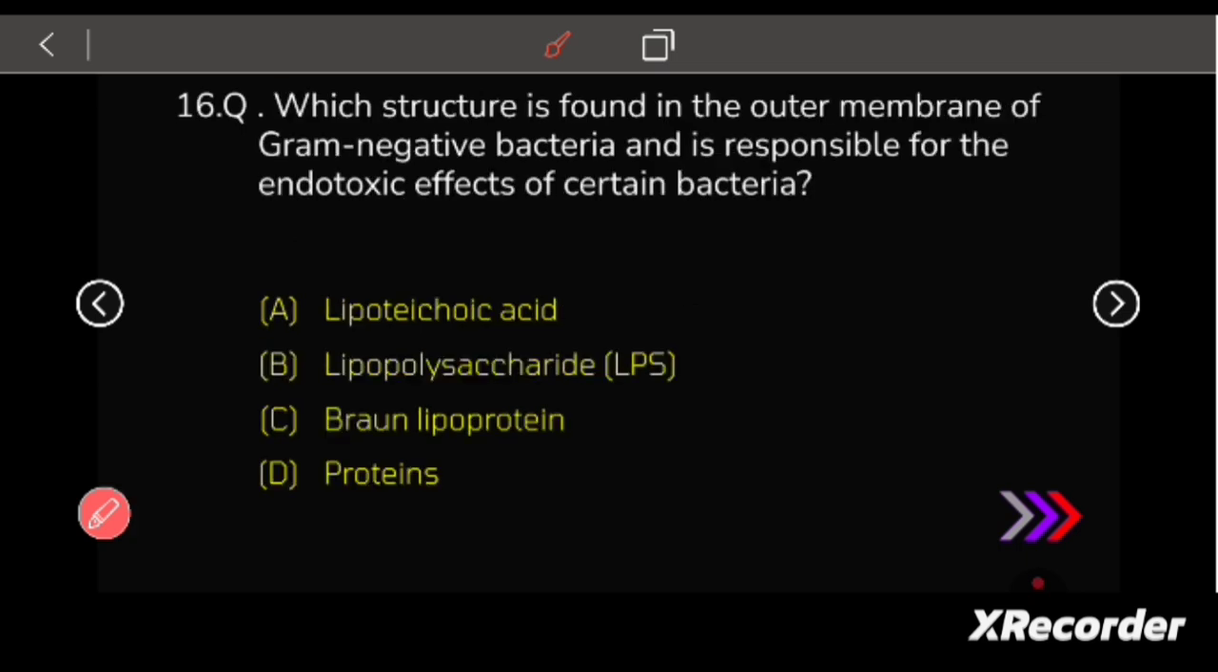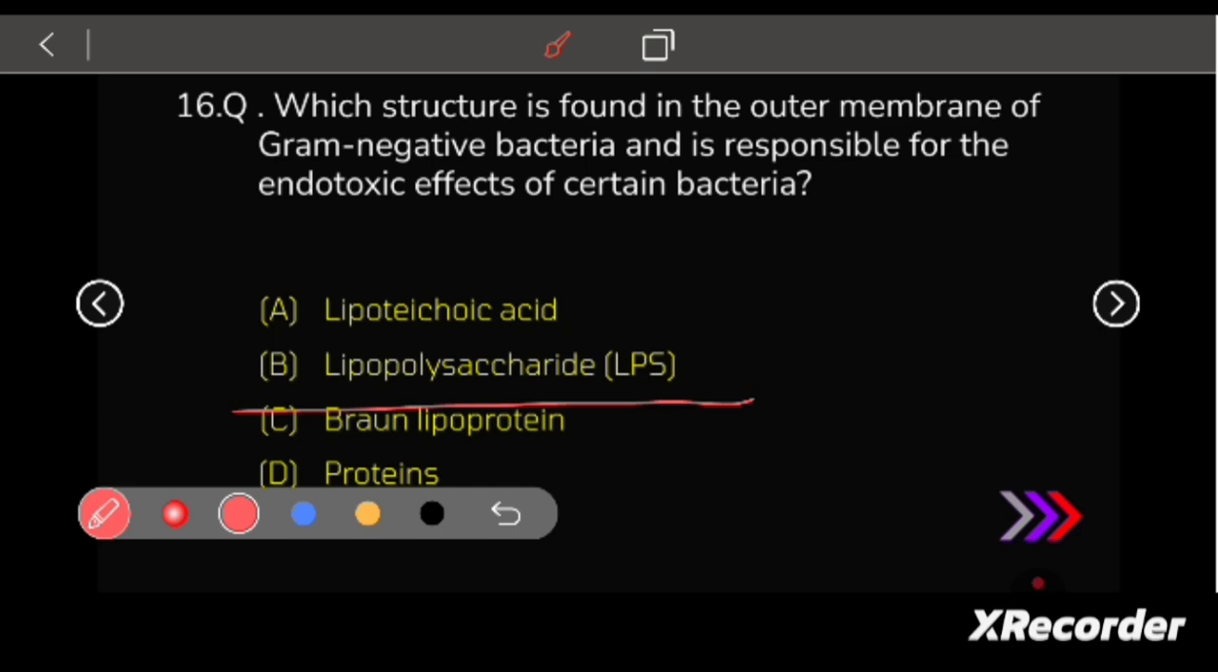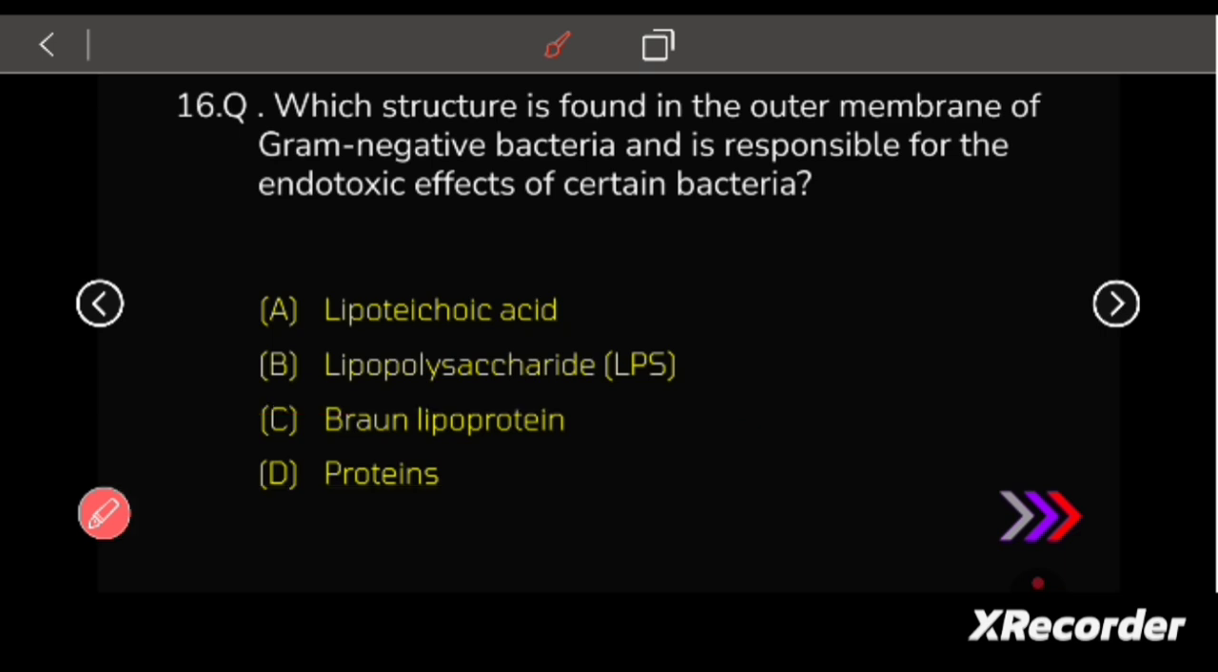Question number 16. Which structure is found in the outer membrane of gram-negative bacteria and is responsible for the endotoxic effects of certain bacteria? A. Lipoteichoic acid, B. Lipopolysaccharide, C. Braun's lipoprotein, D. Proteins. Answer is lipopolysaccharides. Lipopolysaccharides of gram-negative bacteria, present in the outer membrane of the cell wall, act as endotoxins. Answer is LPS, lipopolysaccharide, B.